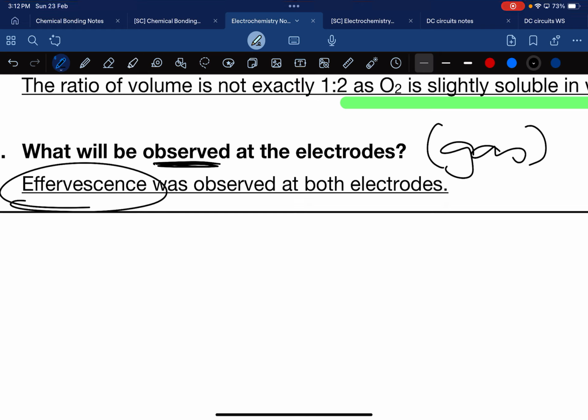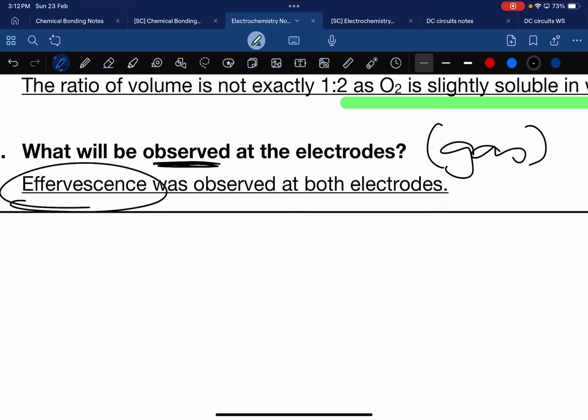Yep. This is only for NaCl. This is for as long as H plus and OH minus are the ones that win. Guys, okay or not? The two of you? Good. I'm going to give you guys some questions.